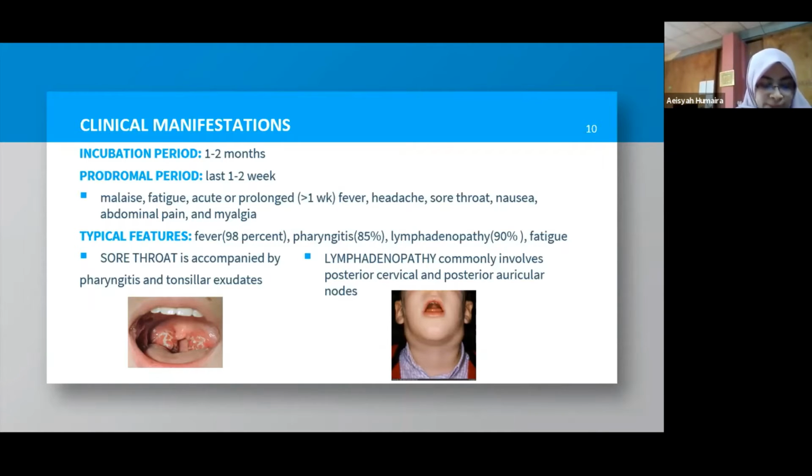For the lymphadenopathy, it commonly involves the posterior cervical and posterior auricular nodes rather than the anterior chain. The lymphadenopathy can become generalized, and generalized lymphadenopathy distinguishes IM from other causes of pharyngitis. The peak incidence of lymphadenopathy is within the first week.